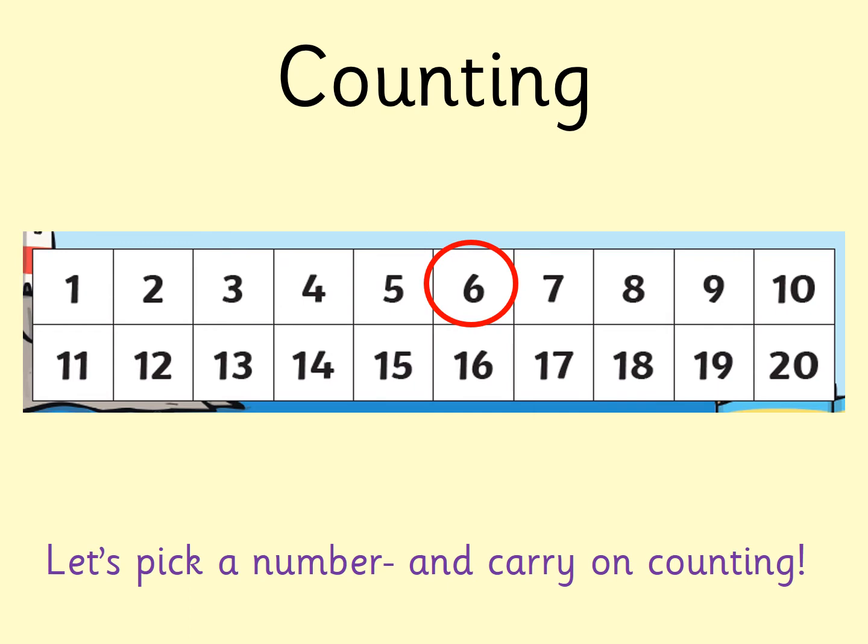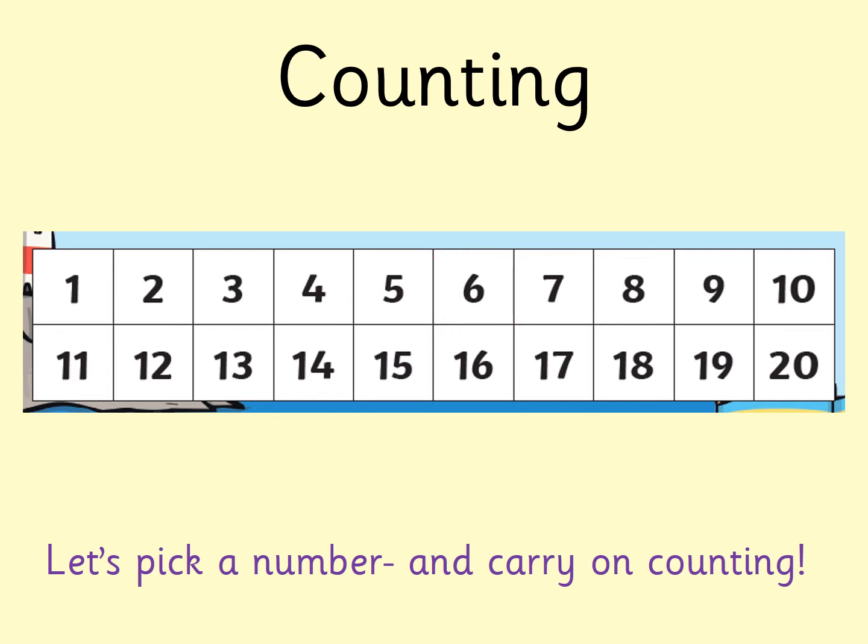Now let's start from a different number. What number are we starting from this time? It's number 6. Let's start at 6 and count on all the way to 20. 6, 7, 8, 9, 10, 11, 12, 13, 14, 15, 16, 17, 18, 19, 20.